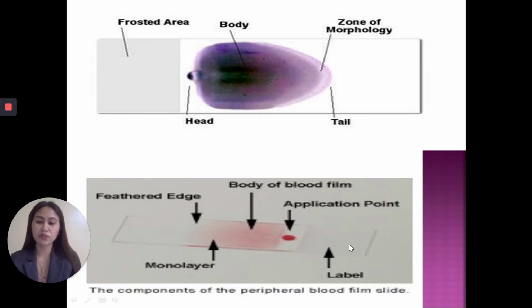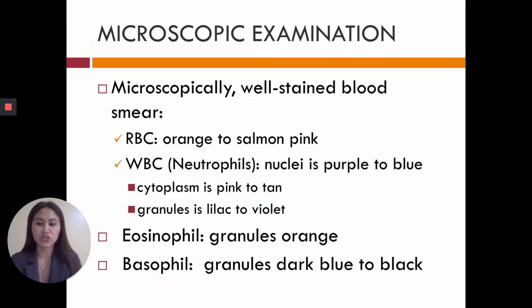So this is your slide. This is where you put your label, your name, the birth date, time of preparing the smear, the date of preparing the smear, and your initials. This is where you apply your drop of blood. This is the body of the film, and this is where your feathery edge is located, and this part here is the monolayer zone or the zone of morphology. For differential count, we need to do a microscopic examination.